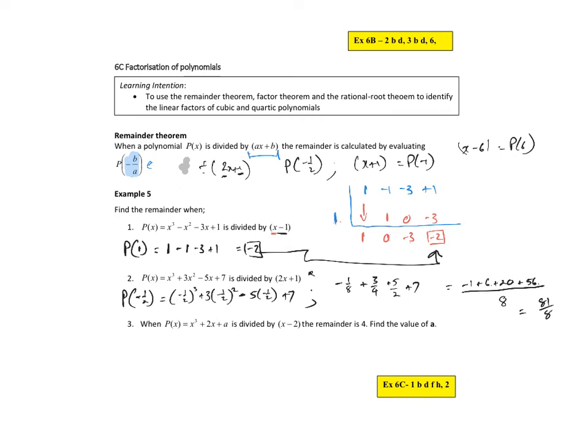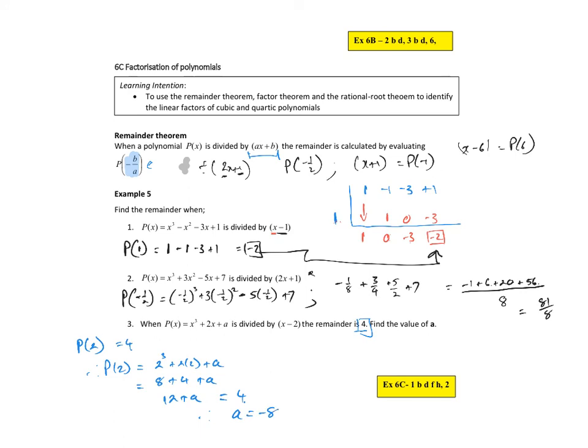When p of x is divided by x minus 2, we get a remainder of 4. So first things first, I've got to find the value of a. So how do I work out the remainder? Well, I substitute in p of 2. And this question tells me I should get 4. So what is p of 2? Well, p of 2 is equal to 2 cubed plus 2 times 2 plus a, which is 8 plus 4 plus a. So I get 12 plus a, and that has to equal 4. Therefore, a equals minus 8.